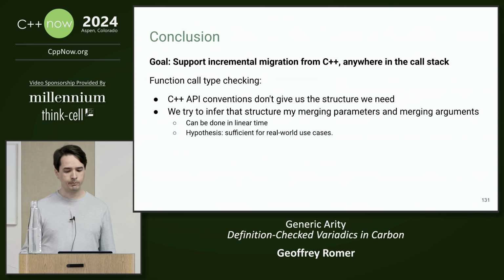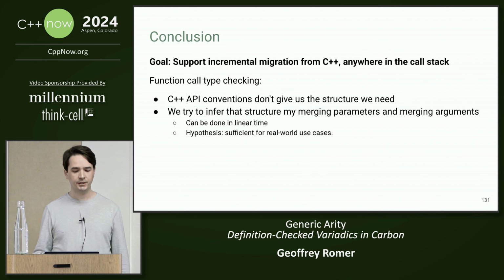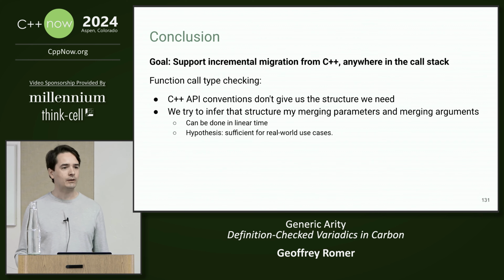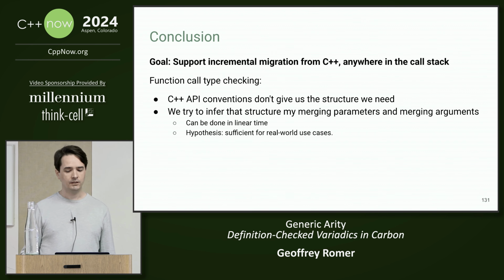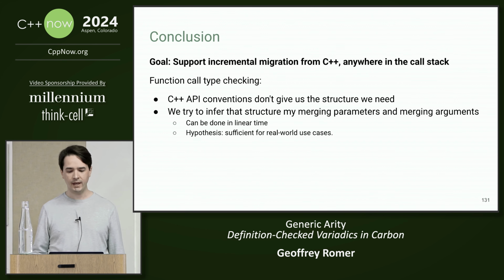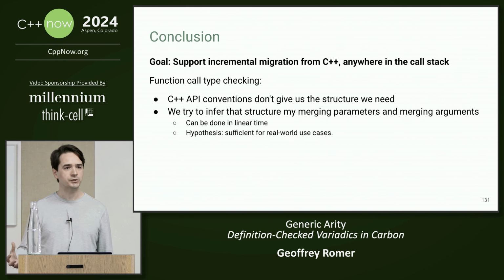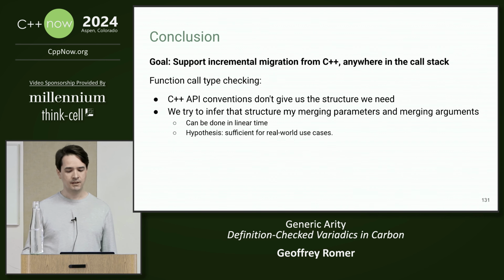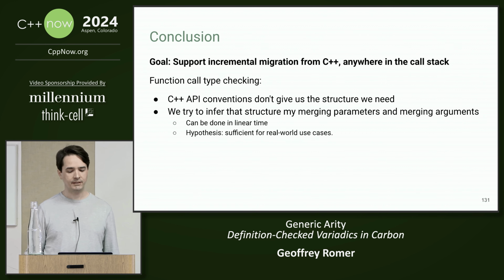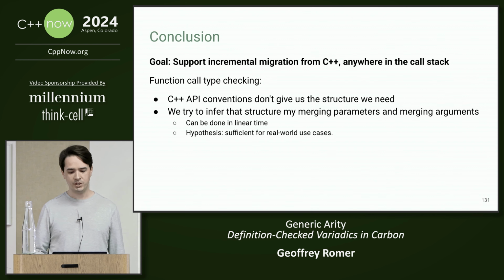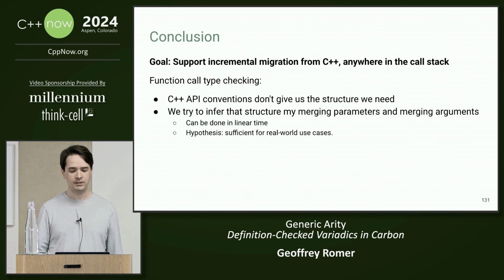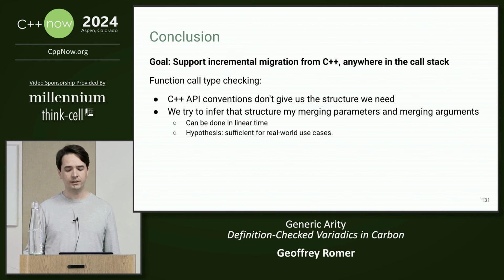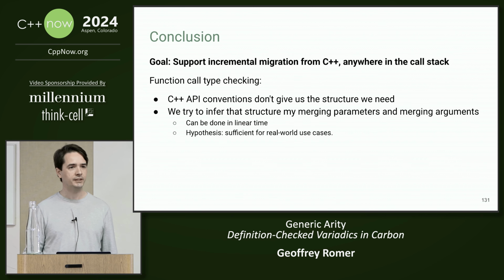Our next goal was to support incremental migration from C++ anywhere in the call stack. The main challenge for that was function call type checking. We needed function calls to be structured in a certain way, but C++ API conventions don't surface that structure. But we have to be able to support those conventions, so we try to infer that structure rather than having the programmer give it to us, which we do by merging parameters and merging arguments. We can do that in linear time, which satisfies the constraint that type checking should be efficient. And our hypothesis is that it will successfully infer enough structure for real use cases.